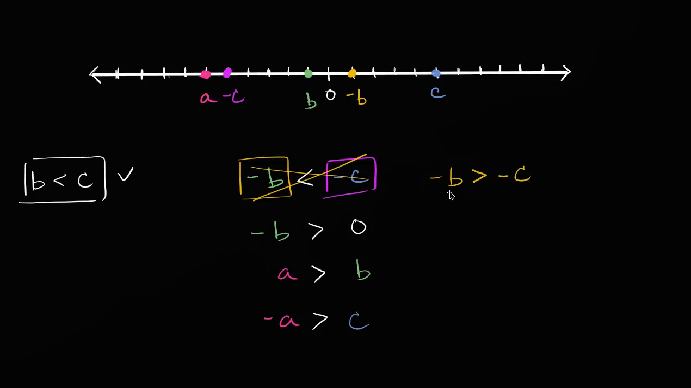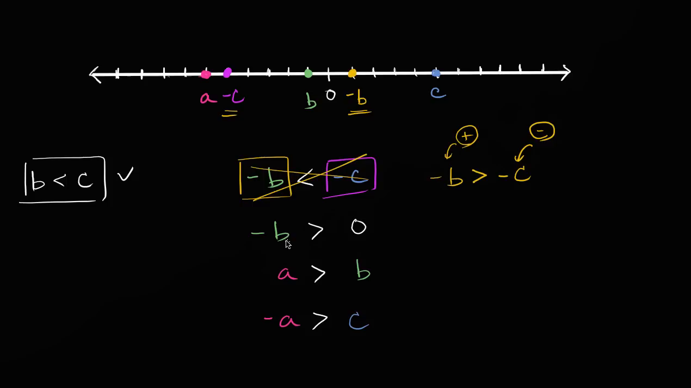And if this is a little confusing, just think about it. Since b is a negative number, negative b is going to be a positive number. And since c is a positive number, negative c is going to be a negative number. So it makes complete sense that a positive number is going to be greater than a negative number. And you see it here. Negative b is to the right of negative c on the number line. So we can rule this one out.